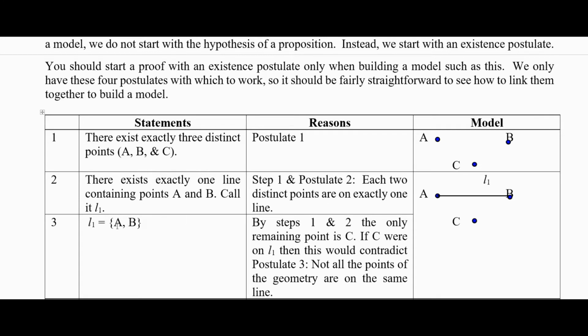Now I claim that L is exactly the set A and B, no more, no less. Not subset here, but equal. And this goes by statements 1 and 2. It's also going to use postulate 3. There's only one more point, C. If C was on L, that would violate postulate 3, which says not all the points of the geometry are on the same line. So we use postulate 3 to show that that line, L1, is exactly the set A and B.